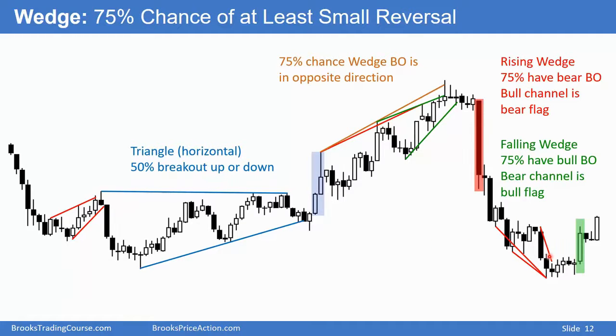A falling wedge, a bear channel, 75% chance there's going to be a bull breakout. A triangle, 50% chance you'll get a downside breakout, 50% chance you'll get an upside breakout. 50% chance the first breakout will reverse. We have a triangle, we have a bear breakout, and it reversed.